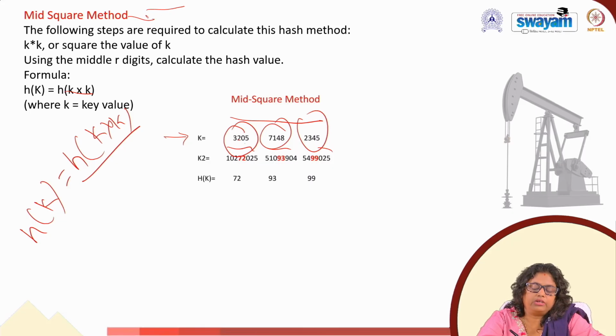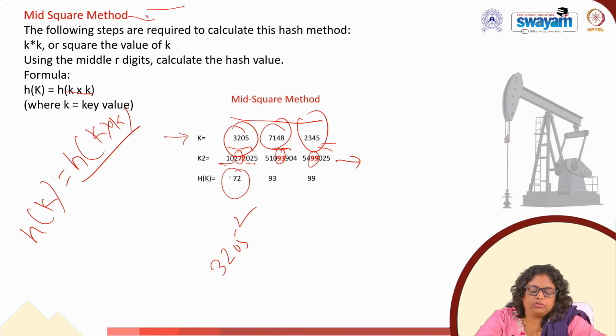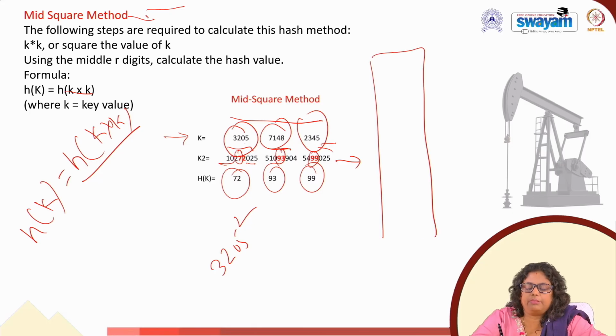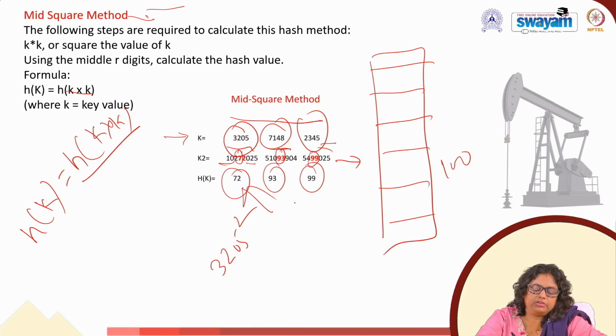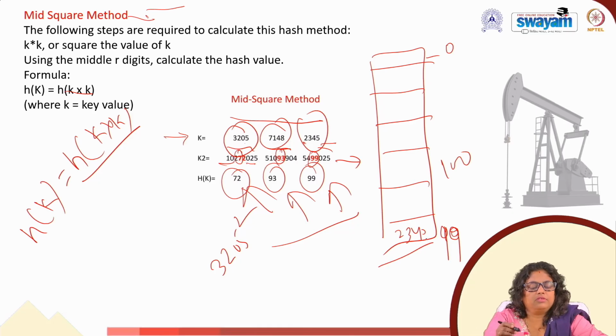So take the square of this one. So 3205 squared, and then similarly this one, this one. I took the square of all. Then take the mid value, leaving both sides equal. So the mid values coming are 72, 93, 99. These are my hash keys. If I have a table of size 100, it will go to the respective index positions 72, 93, 99. It will start from 0 and may go till 99. So this is the mid square method.